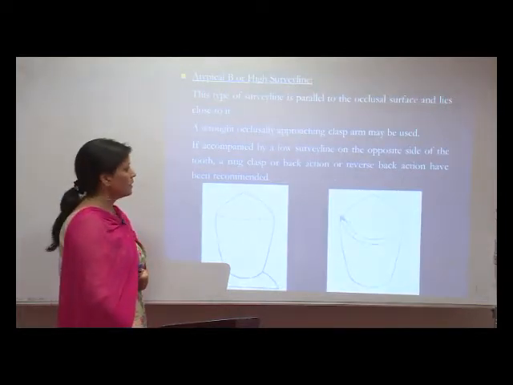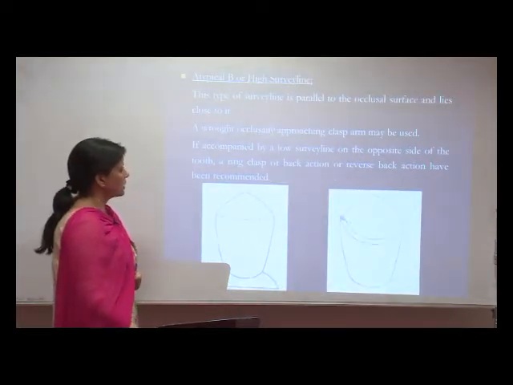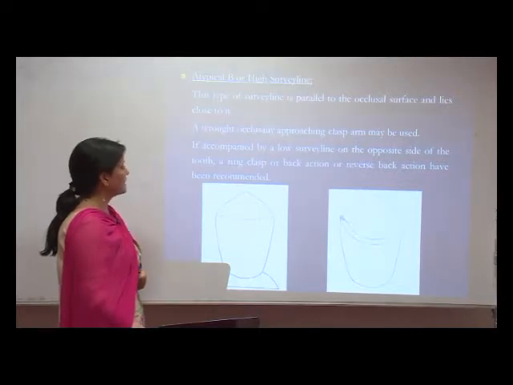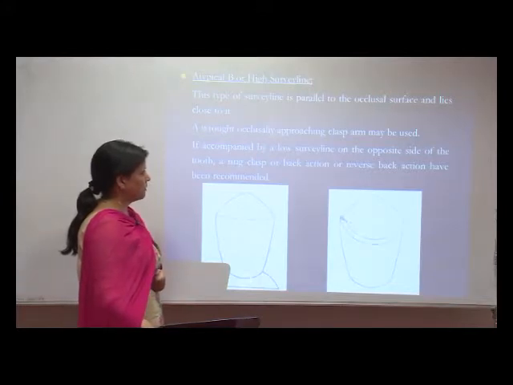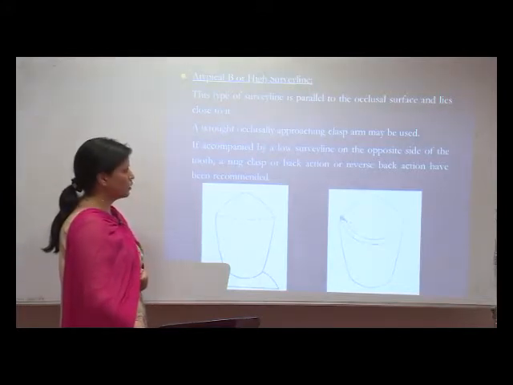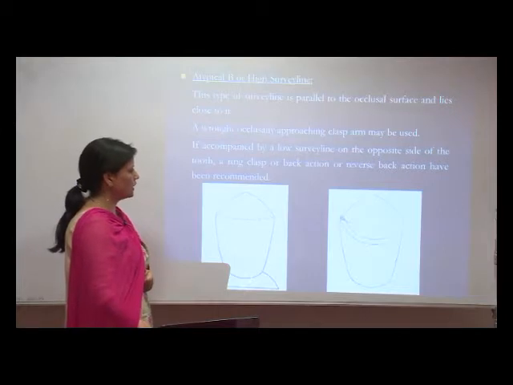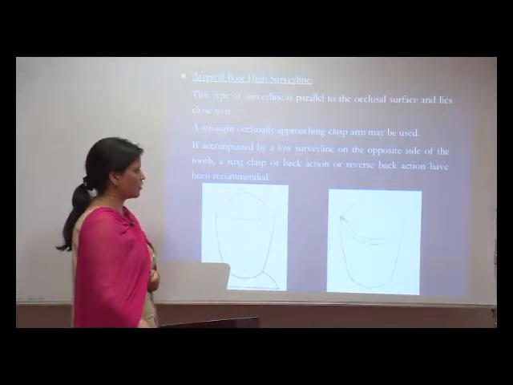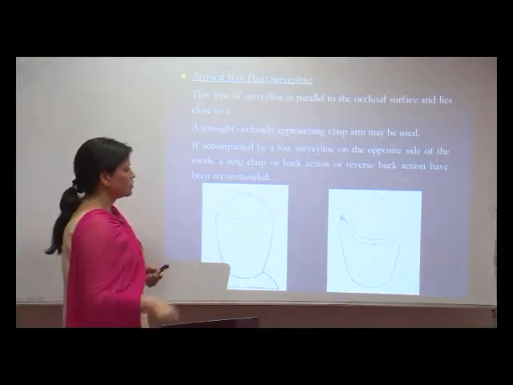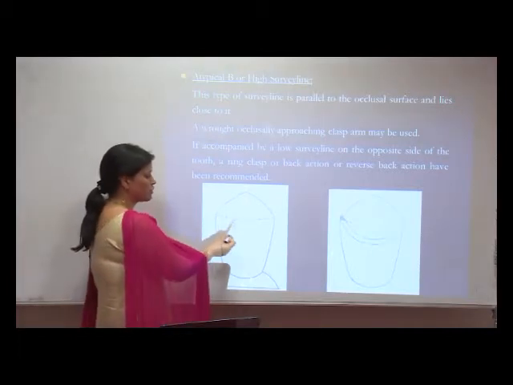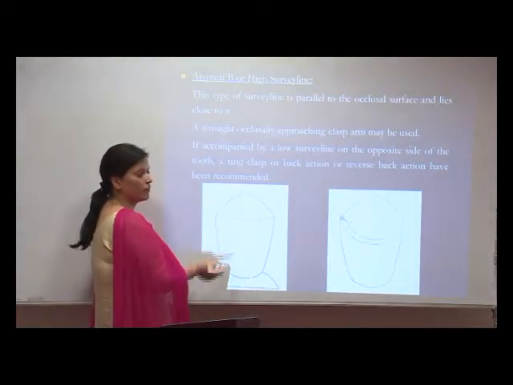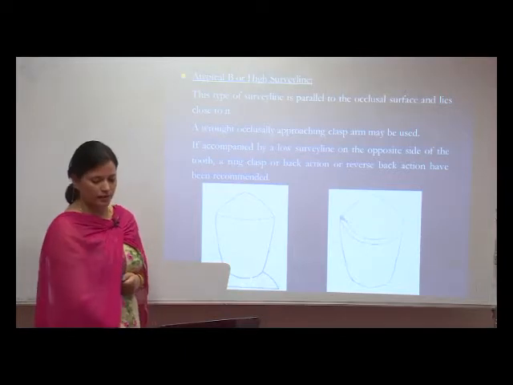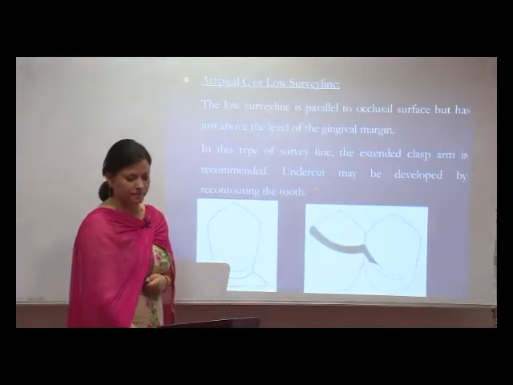Atypical B or high survey line. This type of survey line is parallel to the occlusal surface and lies close to it. A wrought wire clasp approaching arm may be used if accompanied by a low survey line on the opposite side of the tooth. A ring clasp or back action or reverse back action have been recommended. So in this case, you can see that the survey line is too high. When the survey line is too high, the depth of the undercut is more. When the depth of the undercut is more, you need a more flexible clasp arm. So you can use a wrought wire clasp arm.